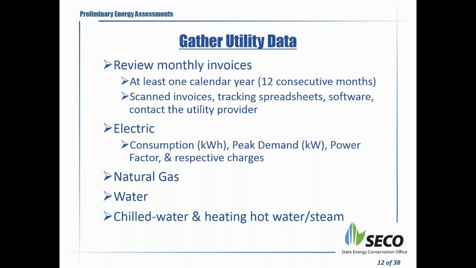We like to have at least 12 consecutive months of utility data. You can have scanned invoices. If you have your own spreadsheets, you can have that. If you've got some sort of software, you can forward the information from that. And a lot of times we can get permission from you to go to the utility providers, and they can provide us the information. So a number of ways to do that.